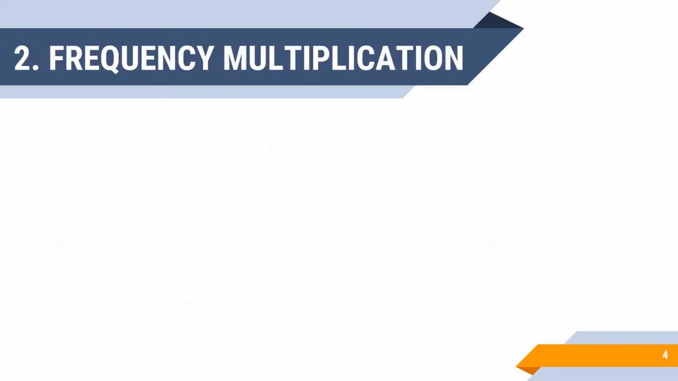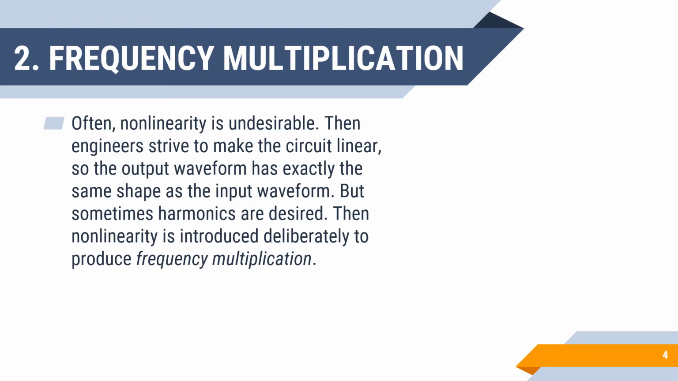Number 2 is frequency multiplication. Often, non-linearity is undesirable. The output wave from the diode looks much different than the input wave. The condition is known as non-linearity. Whenever there is non-linearity of any kind in a circuit, that is, whenever the output waveform is shaped differently from the input waveform, there are harmonics in the output. These are waves at integer multiples of the input frequency. Non-linearity is introduced deliberately to produce frequency multiplication.